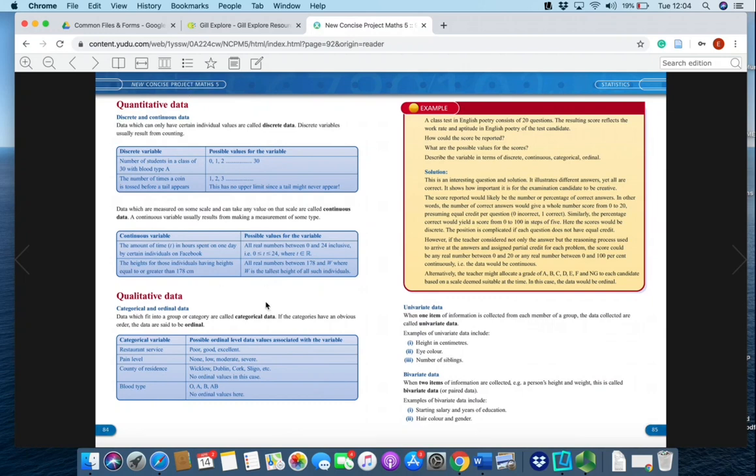Okay, and here are some examples of all the different types of data. Okay, what type of questions do they ask? We'll have a look at this example.